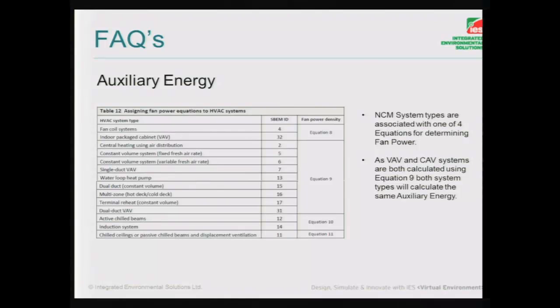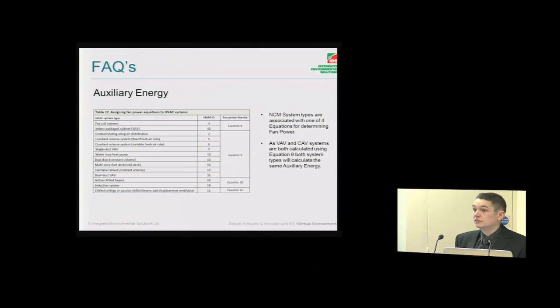Essentially, any system that falls under equation 9 will determine the same auxiliary energy as any other system in it. So the approach in the current auxiliary energy methodology doesn't differentiate between a VAV system or a CAV system, where you would expect to see really quite enormous differences in energy consumption. So I think that's one of the overall flaws in the methodology that's spelt out in the current NCM modelling guide. So I'm hopeful that that's going to be something that will be addressed in the upcoming regulations.